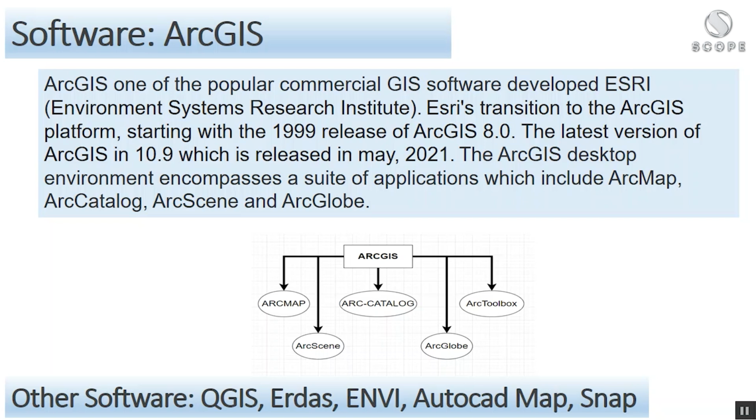And ENVI is an image processing software. AutoCAD Map is basically a next step to AutoCAD drawing. We can do some tasks easily using AutoCAD Map which cannot be done using the simple AutoCAD application. SNAP is basically software of the European Union to process Sentinel imagery data.